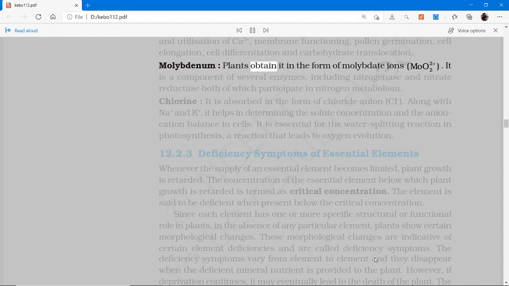Molybdenum: plants obtain it in the form of molybdate ions, MoO2 2+. It is a component of several enzymes, including nitrogenase and nitrate reductase, both of which participate in nitrogen metabolism.